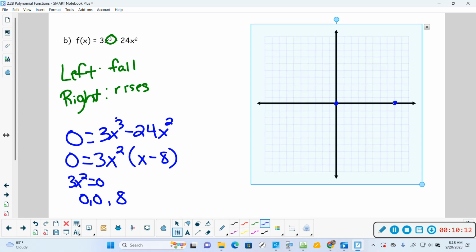Okay, left end falls, I'm going to start down here somewhere, draw to 0, I'm going to touch, up to 8, and there's my right end rising. So just a rough sketch.